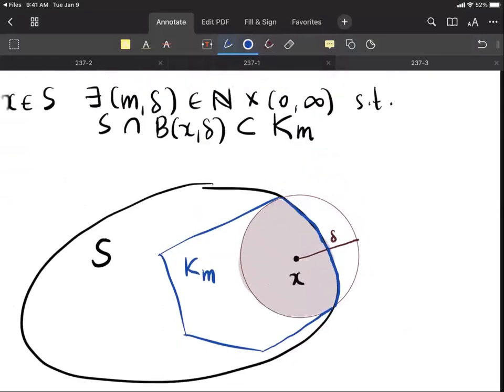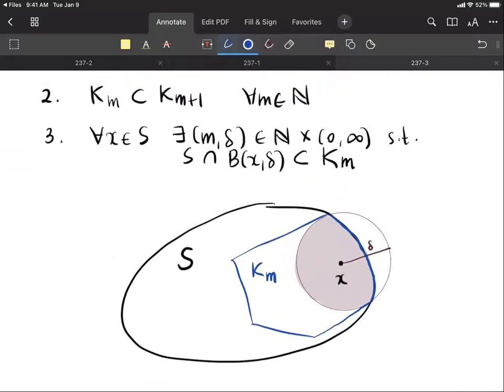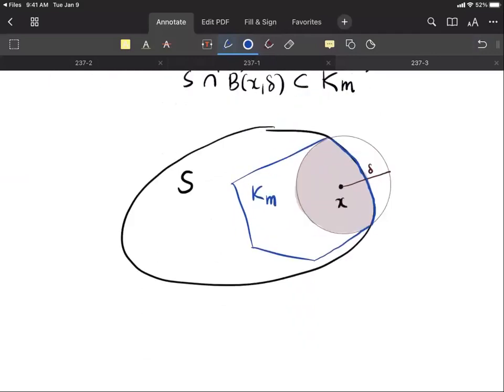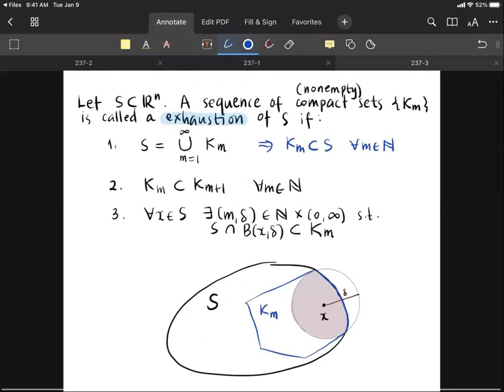Okay, so that's assumption 3. You pick a point x, you should find a radius delta and an index m in such a way that the intersection of S with this ball here, centered at x, having radius delta, is contained in some compact set K sub m. Okay, so that is an exhaustion: an increasing sequence of compact sets having union equal to S and satisfying this third property.